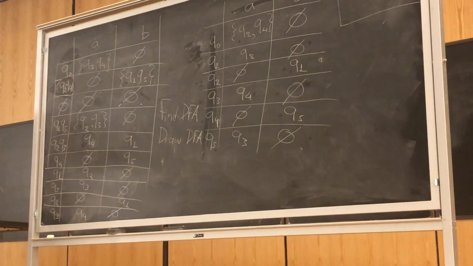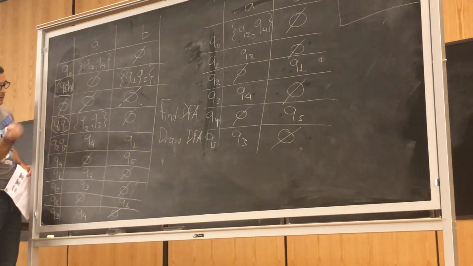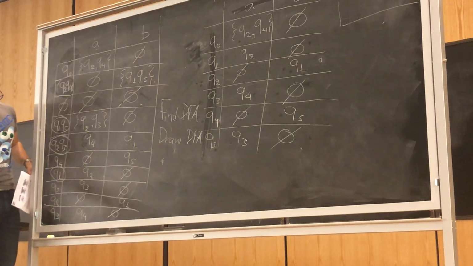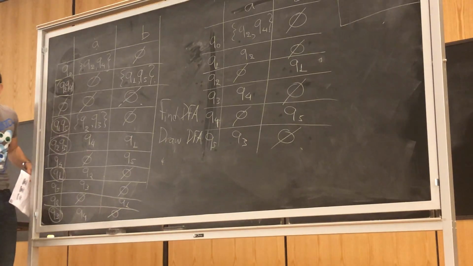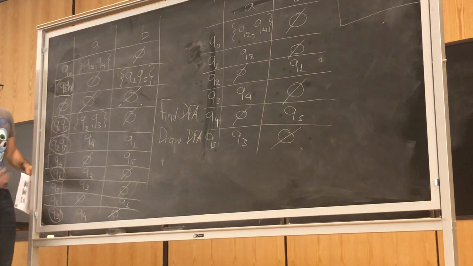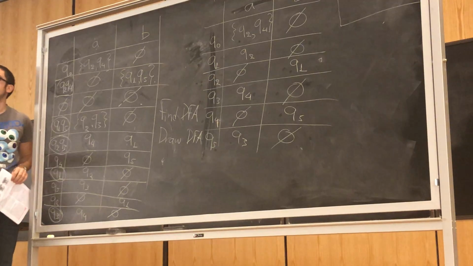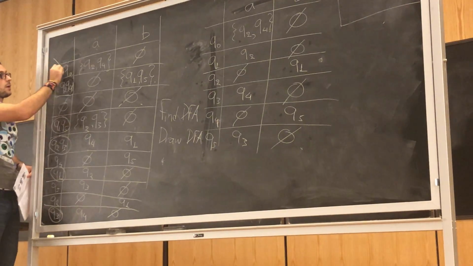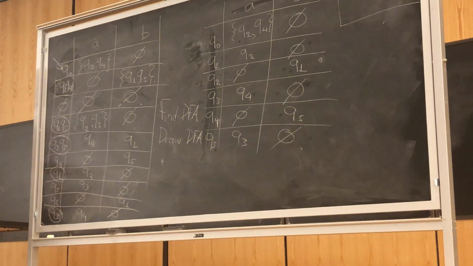Q1 and Q3 were the acceptance states. Wherever I see Q1 or Q3, it will be an acceptance state. Q1, Q5 is an acceptance state. Q2, Q3 is an acceptance state. Q1 is an acceptance state. Q3 is an acceptance state. Everything else that doesn't have an acceptance state of the NFA will not be an acceptance state of the DFA. And of course, Q0 is the starting state.